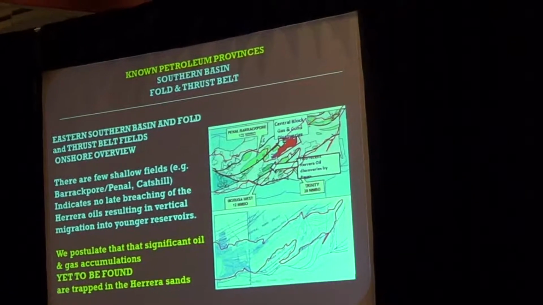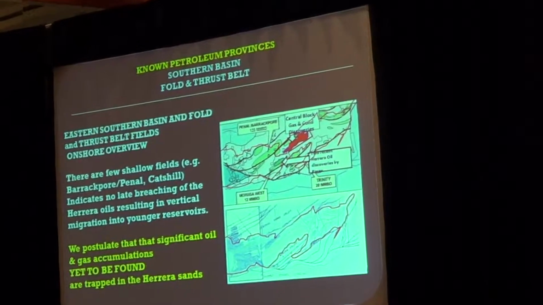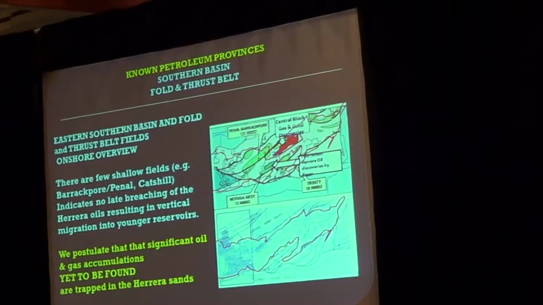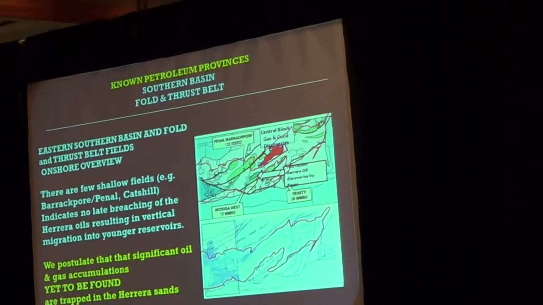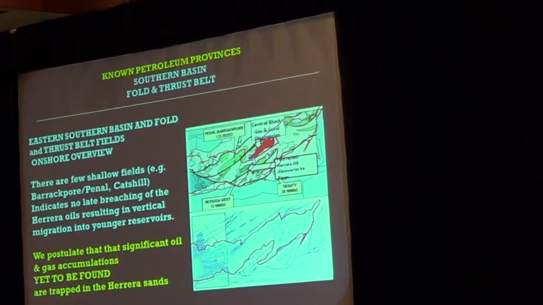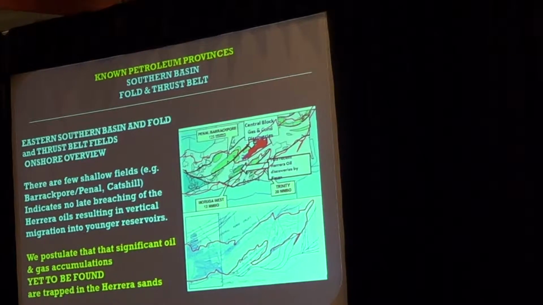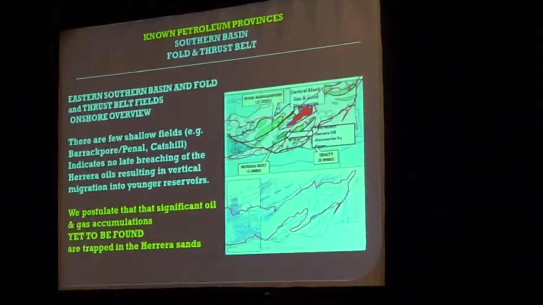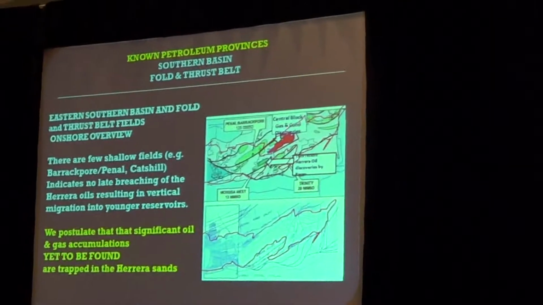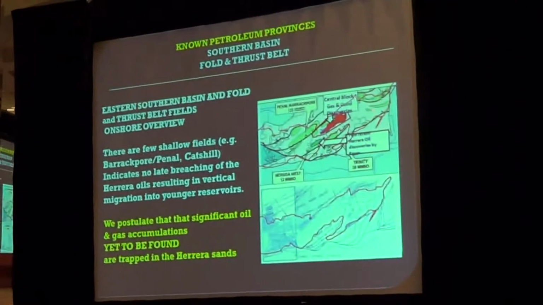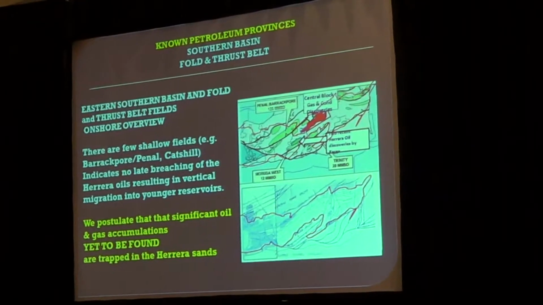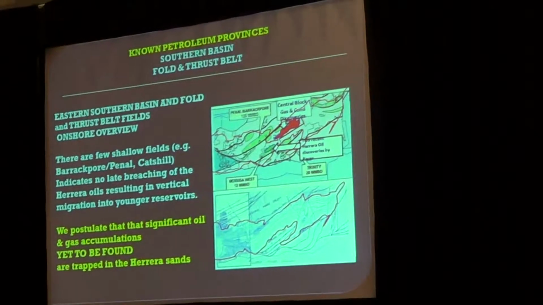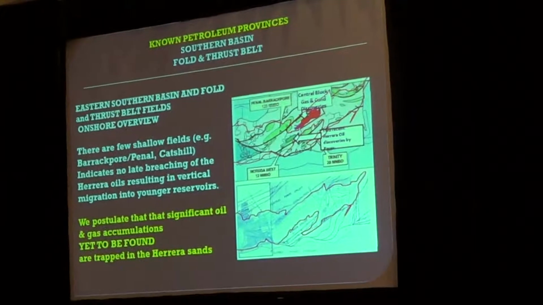If we go back to the eastern Southern Basin, like I said, there are very few fields in this area of Pliocene and younger age. We know the source rock is present in Tier 1 and the oil window, and very rich. And it's indicating to us that there are many more fields to be found within this eastern fold and thrust belt.